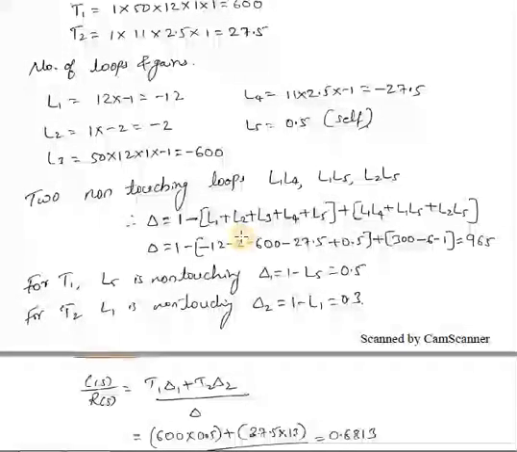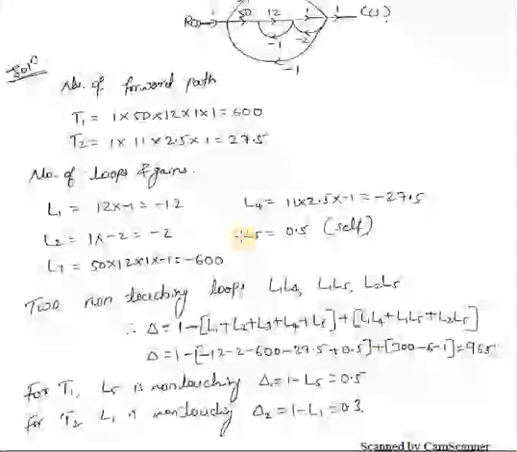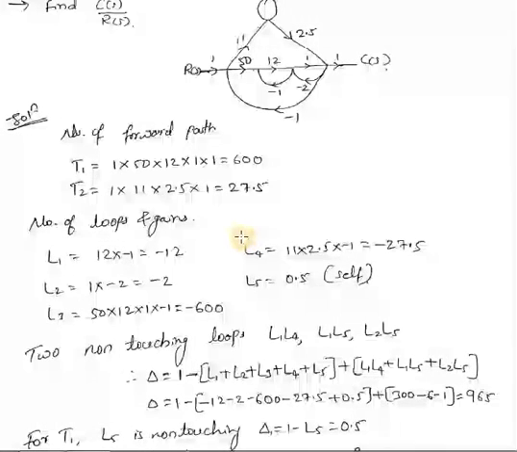Then you need to identify two non-touching loops. So here if you see this SFG, our L1 is this one and L2 is this one, that means they are sharing a common node here. So the L1 and L2 combination is not a non-touching loop combination. If I take L1 and L3, L3 is again sharing a common node. If I take L1 and L4, they are not sharing any common node, so I can take that combination as two non-touching loops. Then moving further, your L1 is here and your L5 is here.